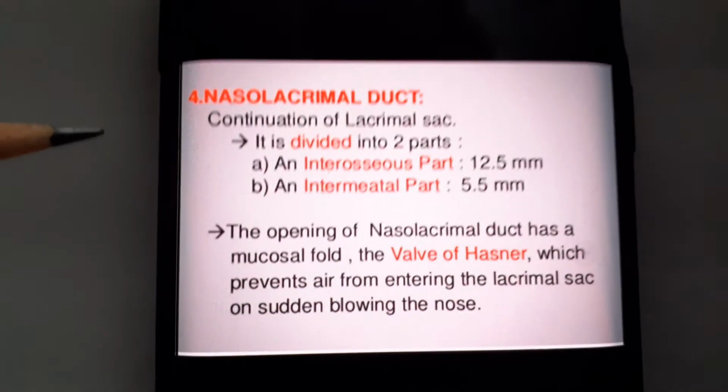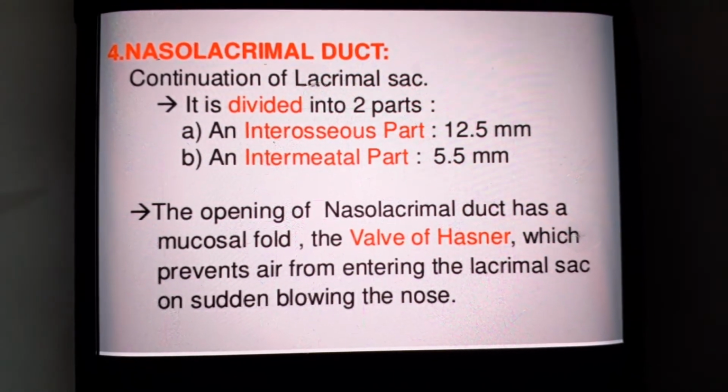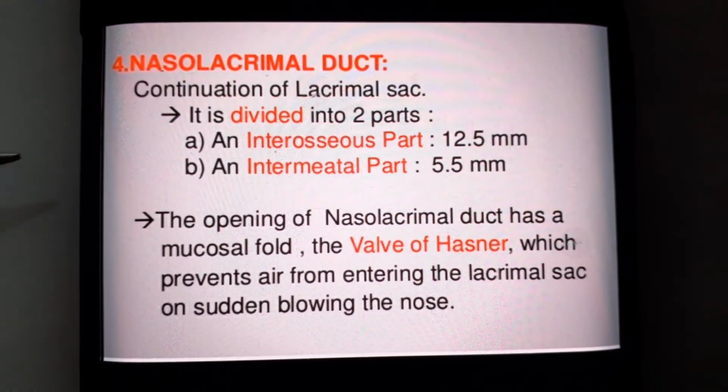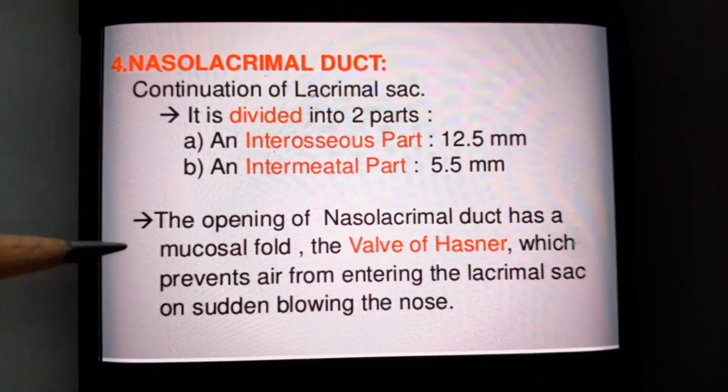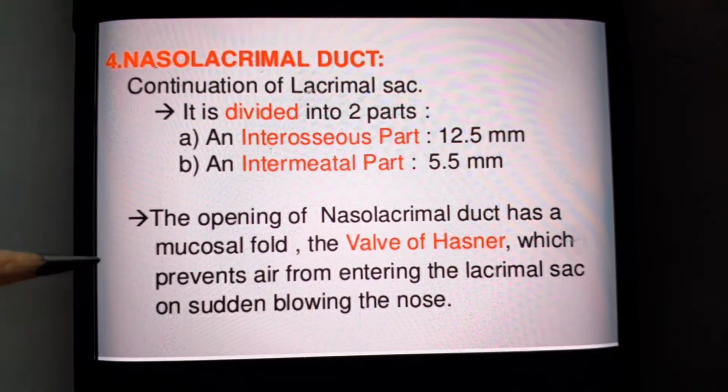It is bounded by a fold of mucous membrane called the valve of Hasner. It is an imperfect wall at the lower end of the duct, which prevents air from entering the lacrimal sac on sudden blowing of the nose.